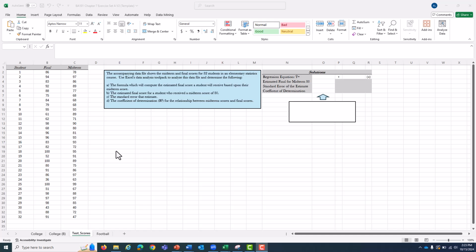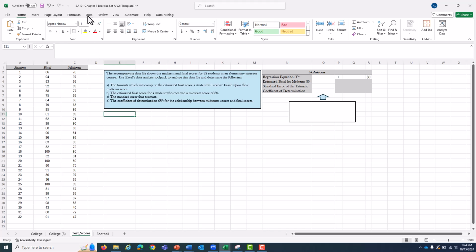We have 4 points that we're looking for. Firstly, we need to establish what our regression equation is, what equation we're going to use to help us predict, based upon one input, what another output will be. With that formula in place, we're going to make a prediction for the final score of a student who scored a midterm of 80. And we're also going to find a few points about how accurate our predictions are. We're going to figure out what the standard error of the estimate is and what the coefficient of determination is. So let's get started by first analyzing our information.